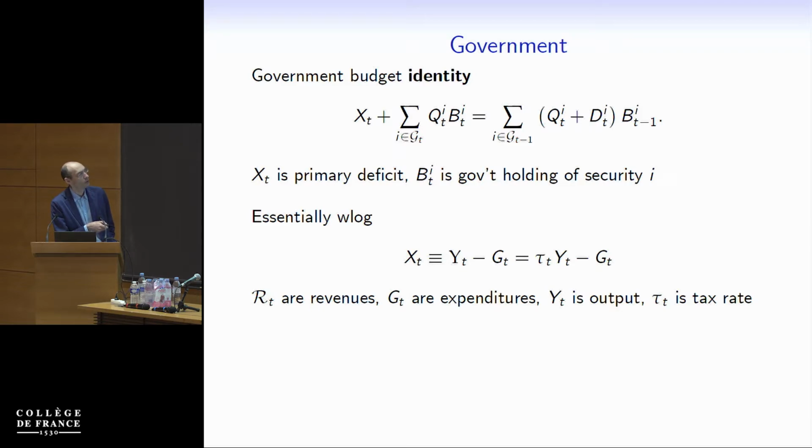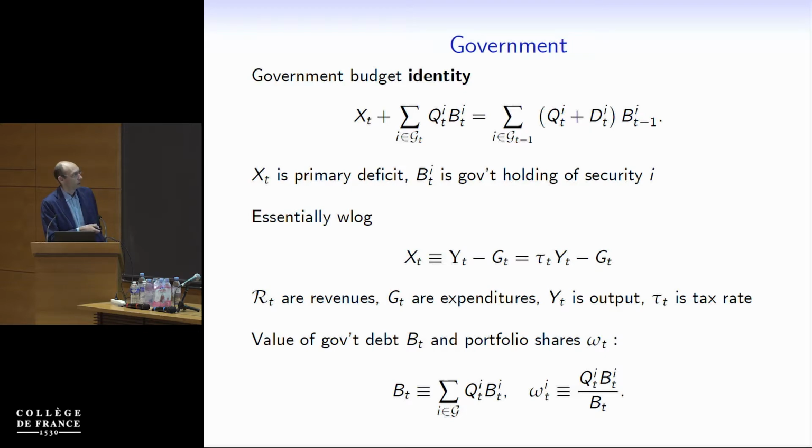That's an accounting definition. Everything I'll show you will assume that revenues are just some taxes proportional to output, minus G. That's not essential. In the paper we have an arbitrary nonlinear function of output, but this makes it easy. Then the value of government debt: B superscript I is the number of securities that the government has of type I. B without superscript I is the market value of the whole portfolio, the number of each security the government has times the price of that security. Omega will be the portfolio weight of security I, the market value of security I relative to the total market value of the debt. So we'll be interested in optimal omegas. That's our focus.